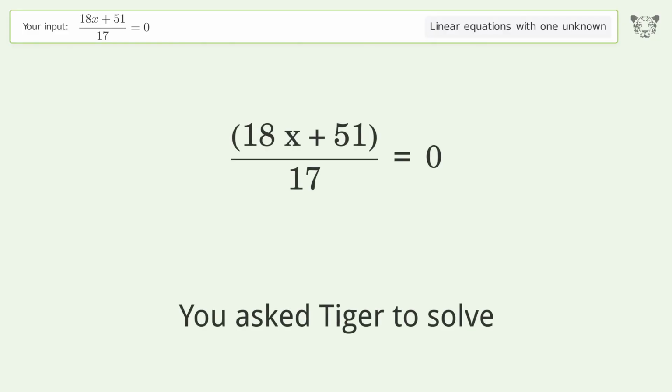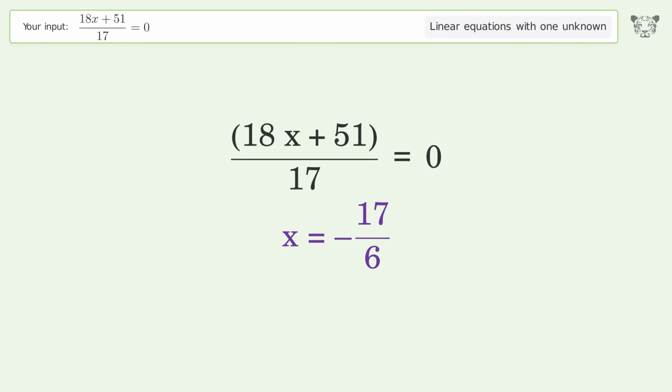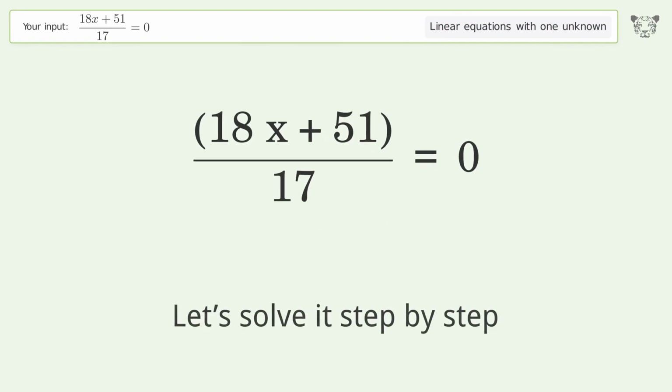You ask Tiger to solve. This deals with linear equations with one unknown. The final result is x equals -17/6. Let's solve it step by step.